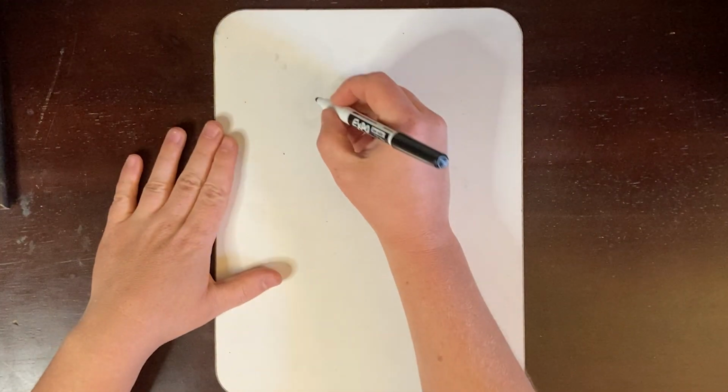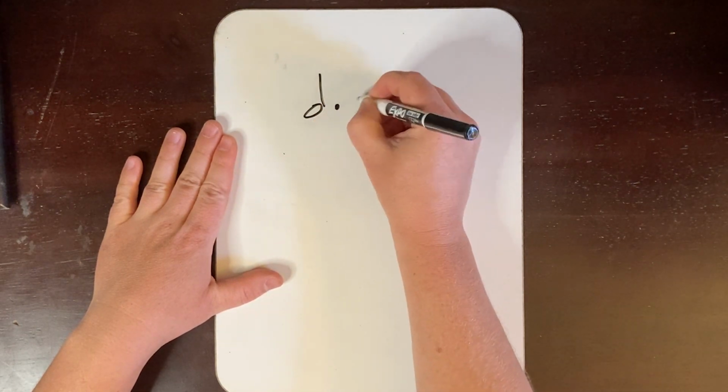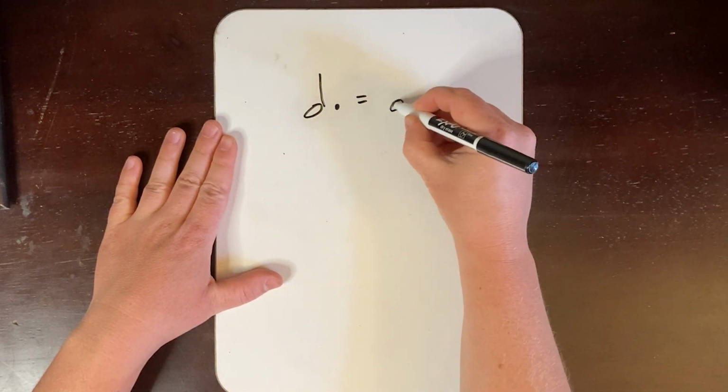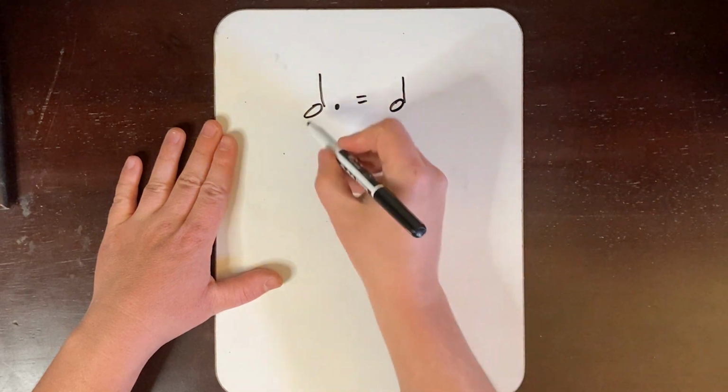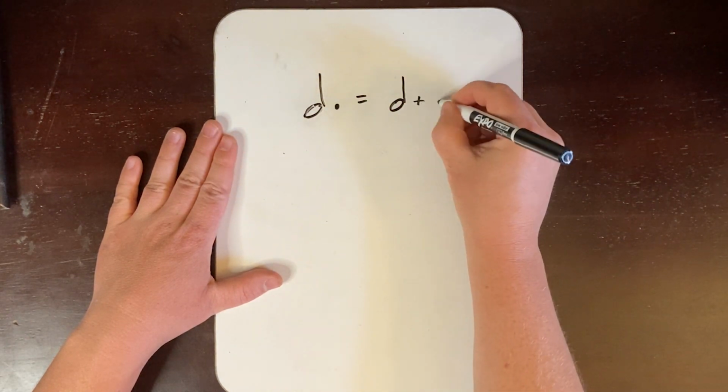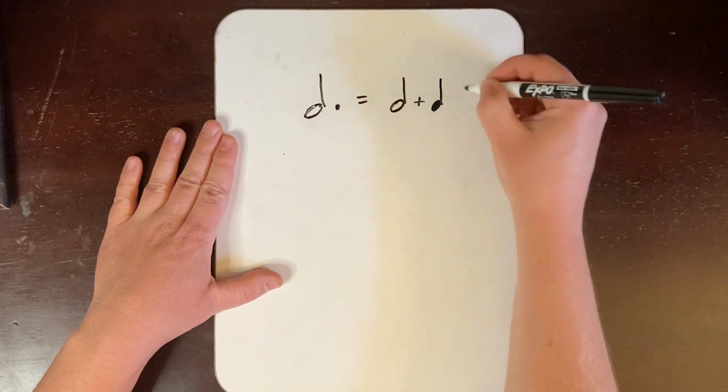Adding a dot to a note increases the value of that note by a half. A half note, for example, is worth 2 counts. So if I add a dot to it, I'm adding half of that. So 1 extra count. So a dotted half note is worth 3 counts total.